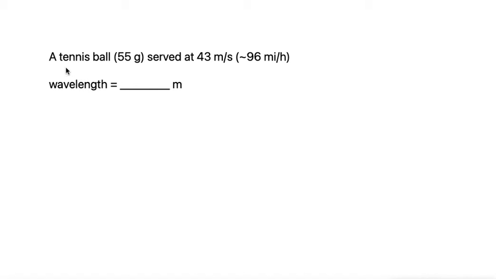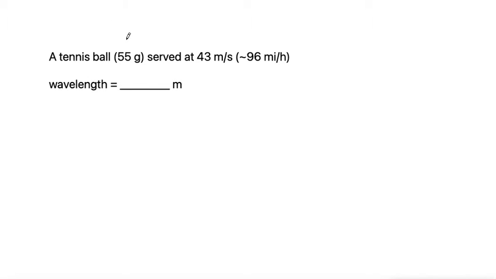Here I have a problem that a student requested help with, so I'm going to walk through a short solution. It says a tennis ball, 55 grams, served at 43 meters per second, which is approximately 96 miles per hour, and then it's asking for what is the wavelength in meters.